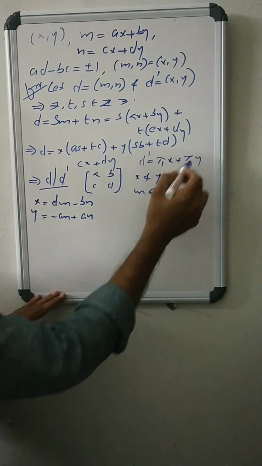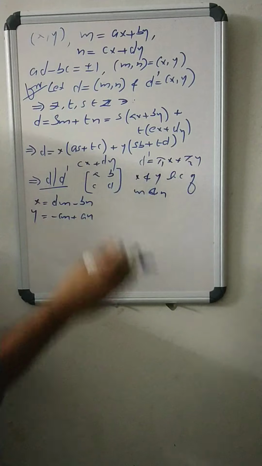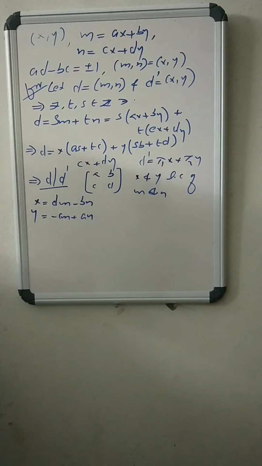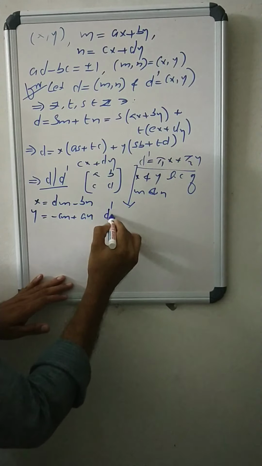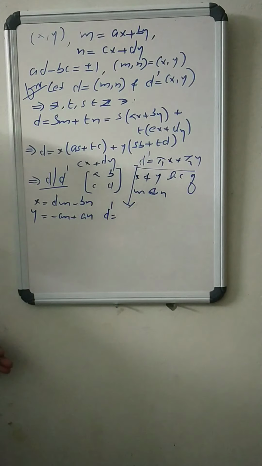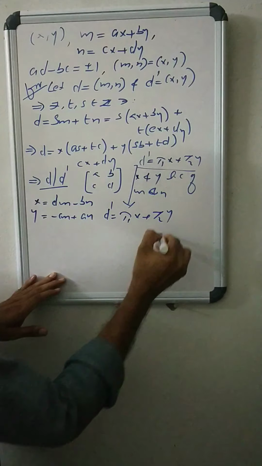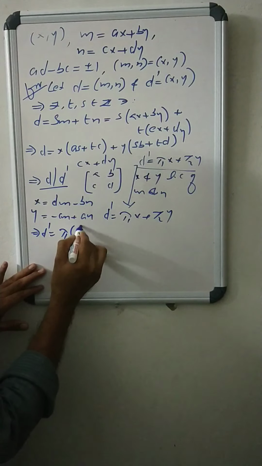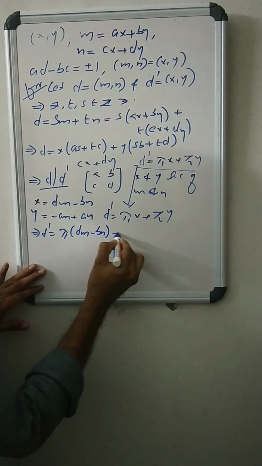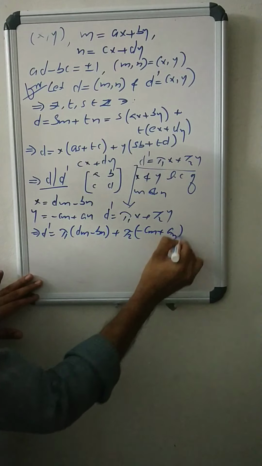But what is actually d dash? d dash is lambda 1 x plus lambda 2 y. Why? Because it is the GCD of x and y, where lambda 1 and lambda 2 are integers. So d dash equals lambda 1 into (dm minus bn) plus lambda 2 into (minus cm plus an).